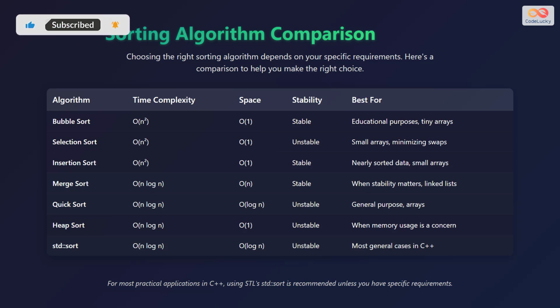Heap sort has a time complexity of O(n log n), space complexity of O(1). It is unstable and best when memory usage is a concern. std::sort has a time complexity of O(n log n), space complexity of O(log n). It is unstable and best for most general cases in C++. For most practical applications in C++, using STL std::sort is recommended, unless you have specific requirements.